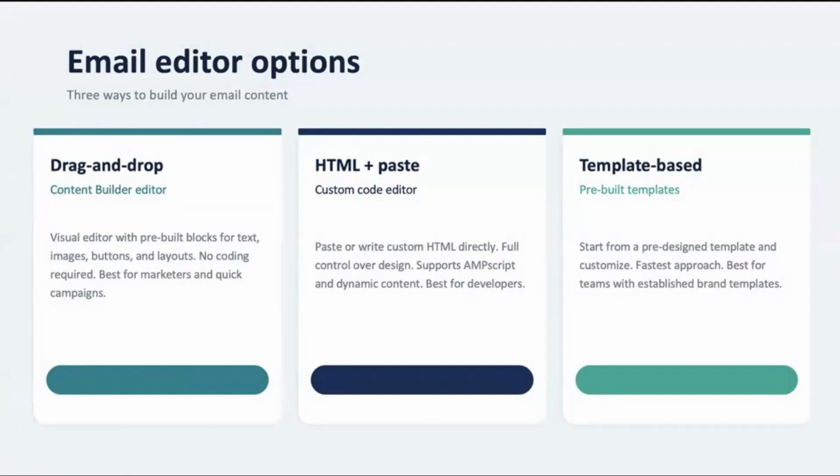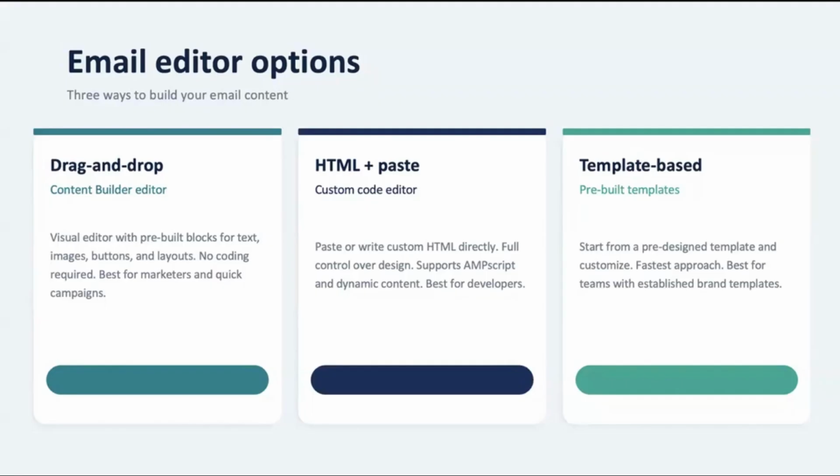So the common approach is drag and drop. This is the most marketer friendly. Here, we can just pull text blocks, image blocks, buttons, and layouts right into the email template itself. There's no coding required at all. Once you pull the blocks there, you can add an image, add text, and directly make the send. There's one other option, which is HTML.